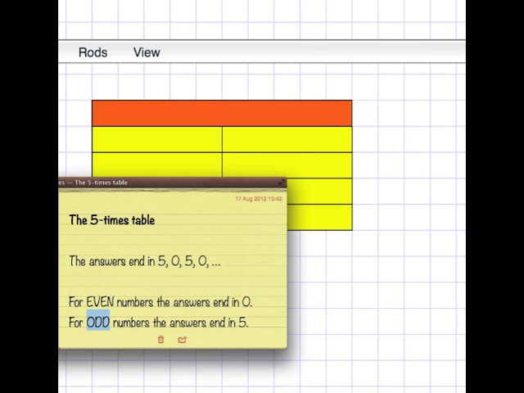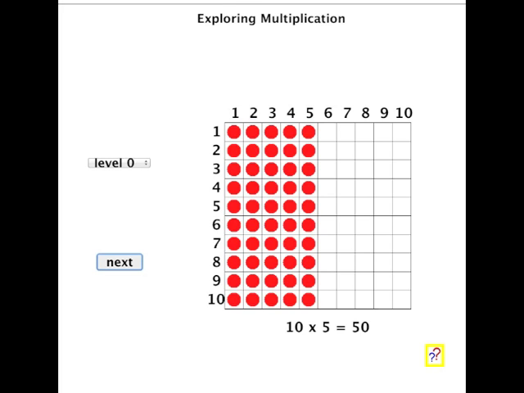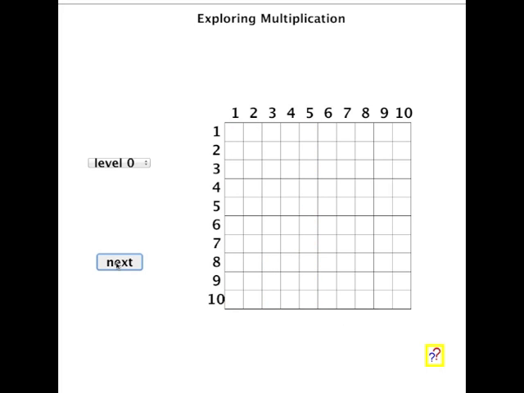And now I'll go back to the Exploring Multiplication applet and use this information to help work the answers out to a couple of 5 times tables. Let me try 4 5s. Because it's a 5 times table, the answer will end in either 5 or 0, but since 4 is an even number, it should end in 0. I can now be fairly confident that the answer is 20.